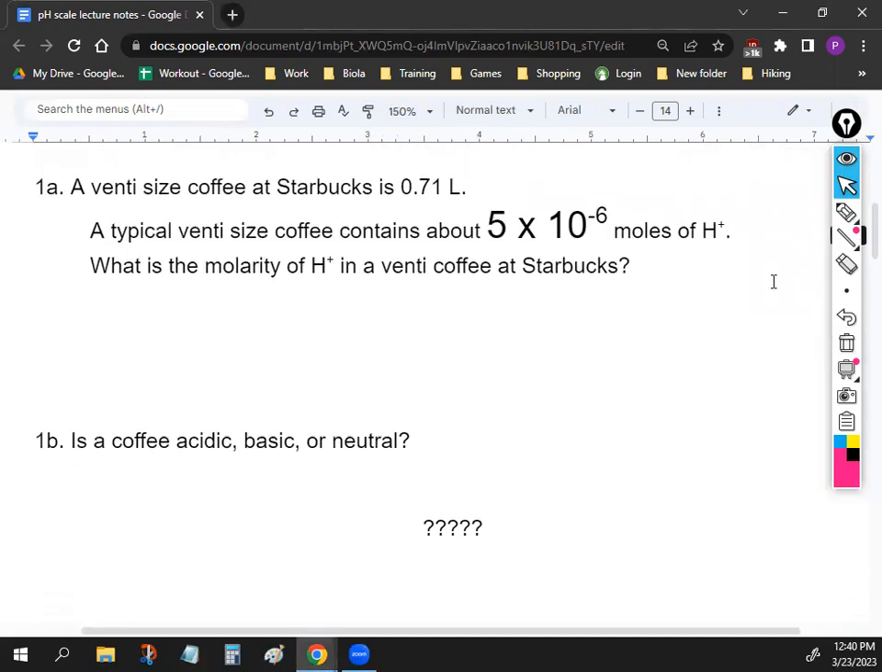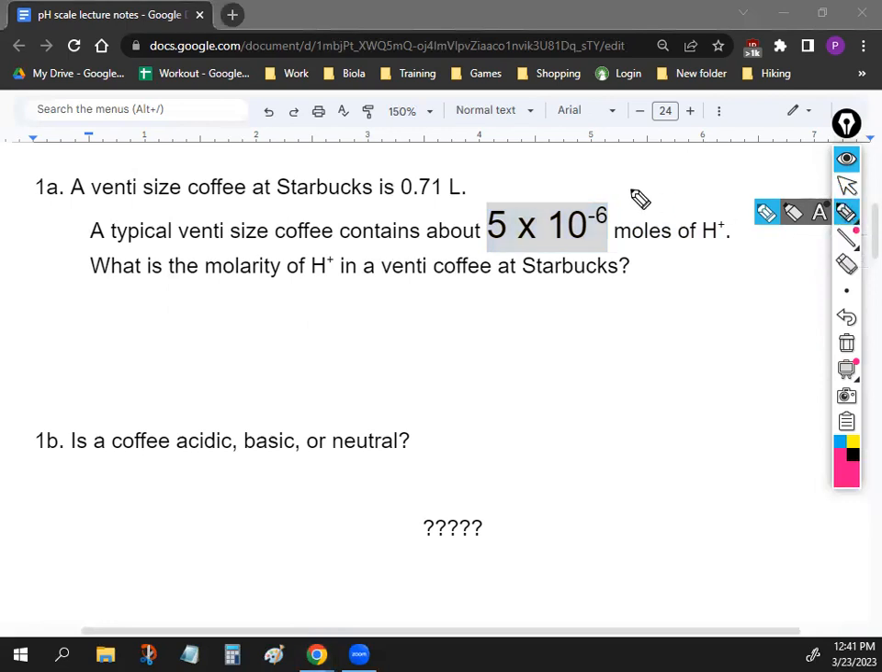A venti coffee at Starbucks is 0.71 liters. That's the size. And inside a venti coffee, there's about 5 times 10 to the negative 6 moles of H plus. And you might be looking at this number and be like, what the heck, right? You might have seen this in your math classes before, but even for those of you that have seen it, it's probably a little bit annoying to look at. So the reason why we have to use pH is because most of the molarity of stuff we're going to be looking at in real life and in our labs, the moles is very low. The number is really small. So I'll show you how to work with these calculations, and then I'll show you how to use the pH scale, which is a much easier way to compare these numbers.